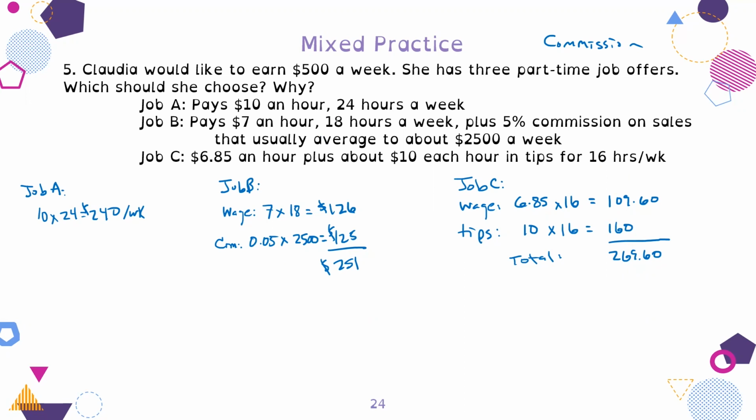But job B is for 18 hours, whereas job A is for 24 hours. So for job B, she makes more per hour. She makes $250 for only 18 hours, whereas she makes $240, less money and works more hours, for job A.